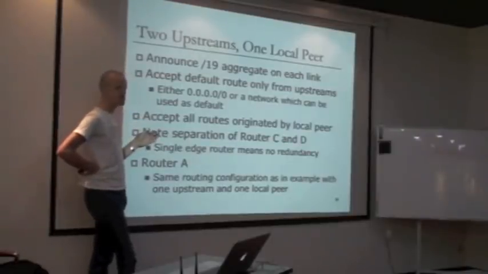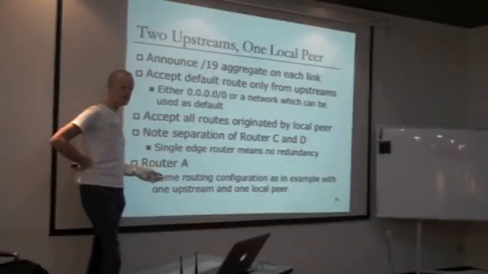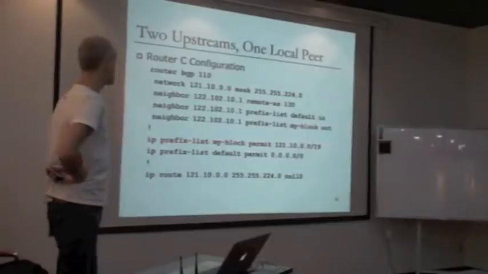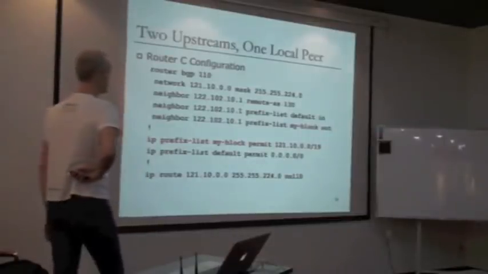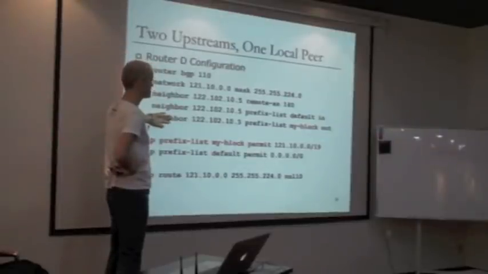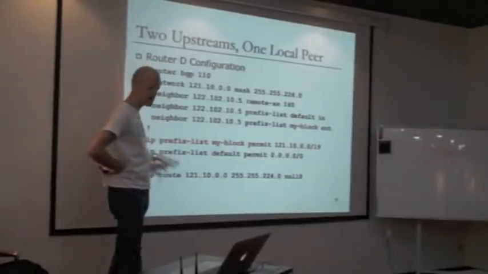I've talked about the separation of router C and D. Router A, same configuration as before. So router C, very simple. Default in, aggregate out. Router D, default in, aggregate out.